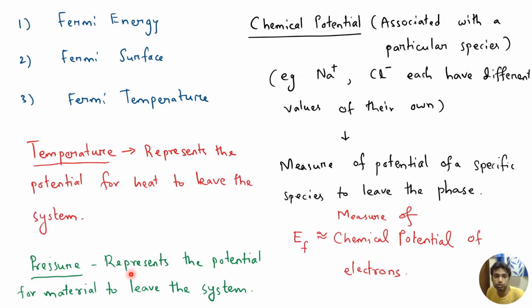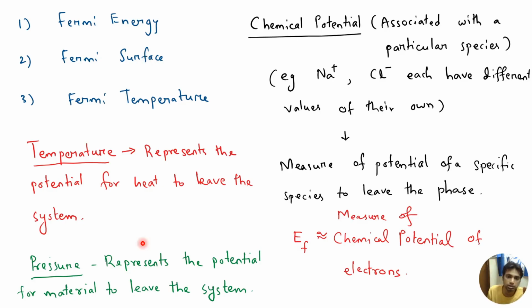So we got to know what Fermi energy is, from the Fermi-Dirac distribution plot. Then we saw the Fermi surface. What is the Fermi surface? It is spherical in k space. And we saw what the Fermi temperature is, when we equate kBT to the Fermi energy.